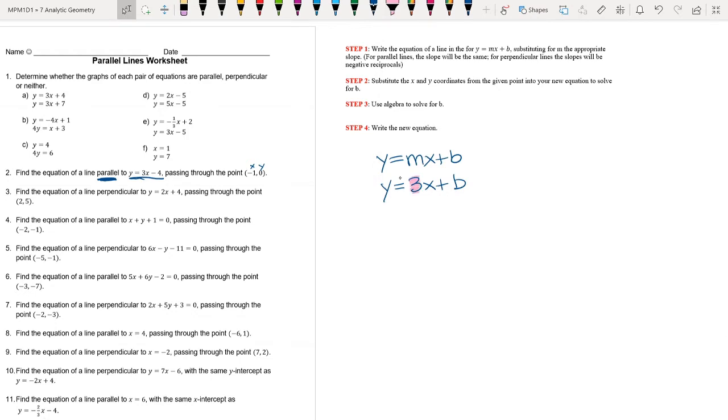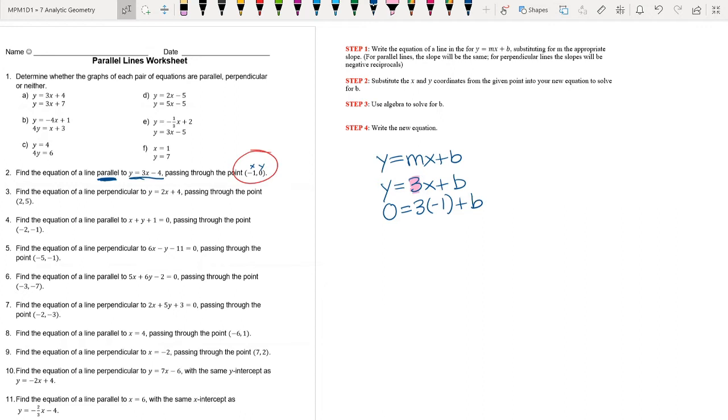Alright, now the next step is to substitute for the x and y coordinates from the given point into your new equation to solve. So here are my given points, and I'm going to substitute for x in this equation negative 1 and for y 0. And so that looks like this. 0 equals 3 times negative 1 plus b.